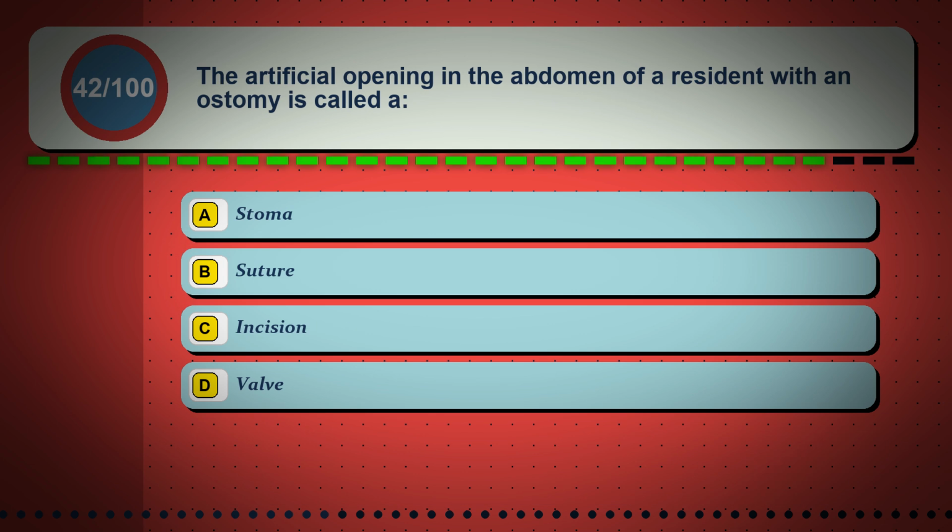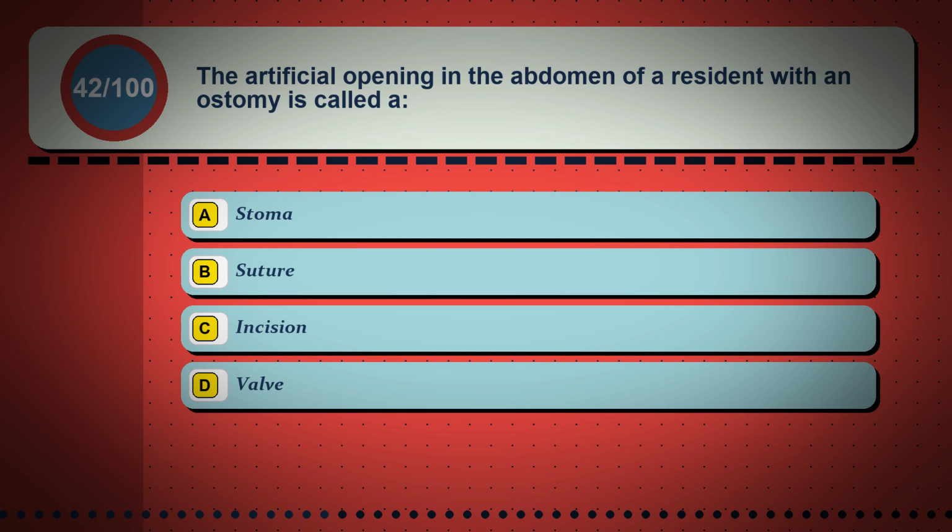Question 42. The artificial opening in the abdomen of a resident with an ostomy is called a. Option A. A stoma. Option B. Suture. Option C. Incision. Option D. A valve.